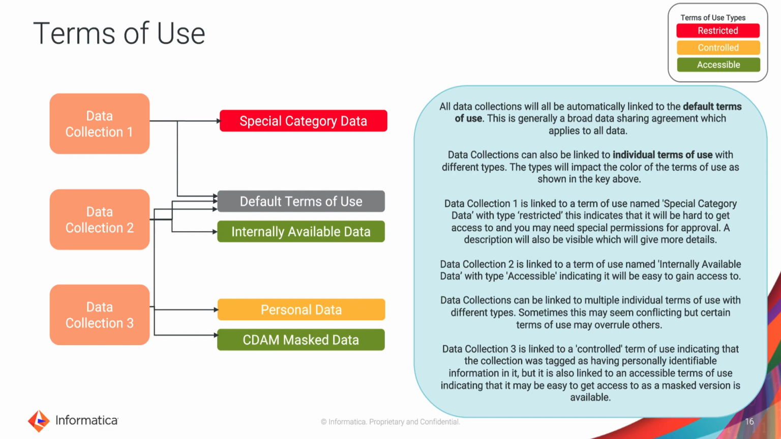The approval process doesn't need to be extra long because we know that the data is going to be controlled on delivery. So those are three examples of different terms of use and how you could use them in the Marketplace.